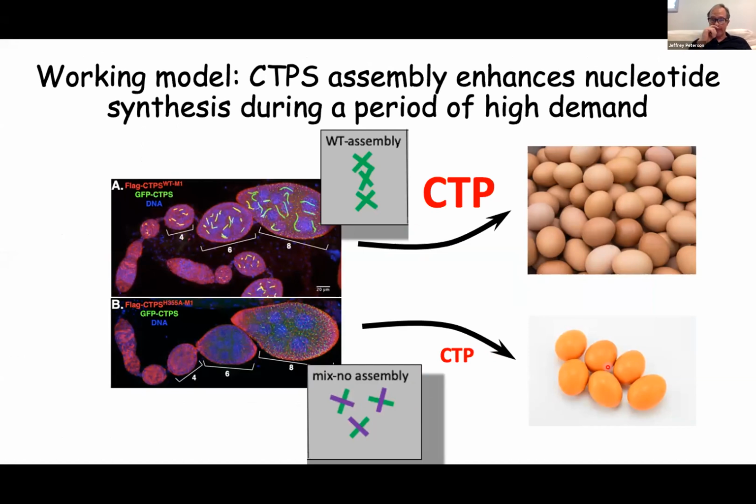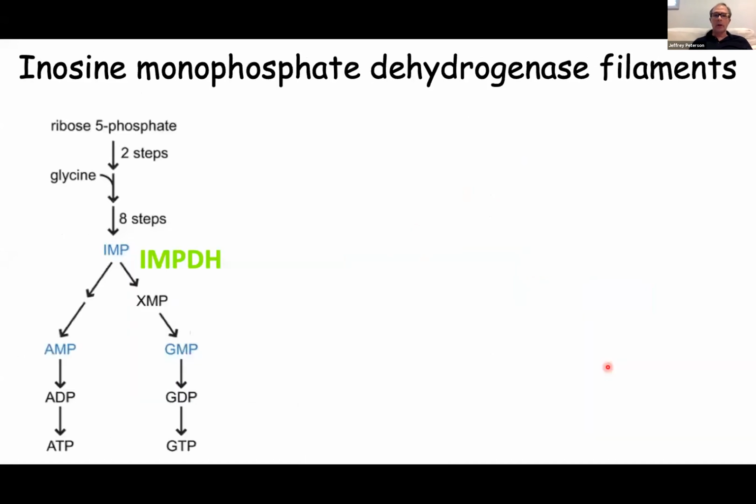So now I'm going to move to the second enzyme that I wanted to talk about today, and that's inosine monophosphate dehydrogenase, or IMPDH. And this is an enzyme that sits at a critical branch point in purine nucleotide biosynthesis. IMP is a common precursor that can be used both for adenine and guanine nucleotide production, and IMPDH diverts it toward the synthesis of guanine-containing nucleotides.